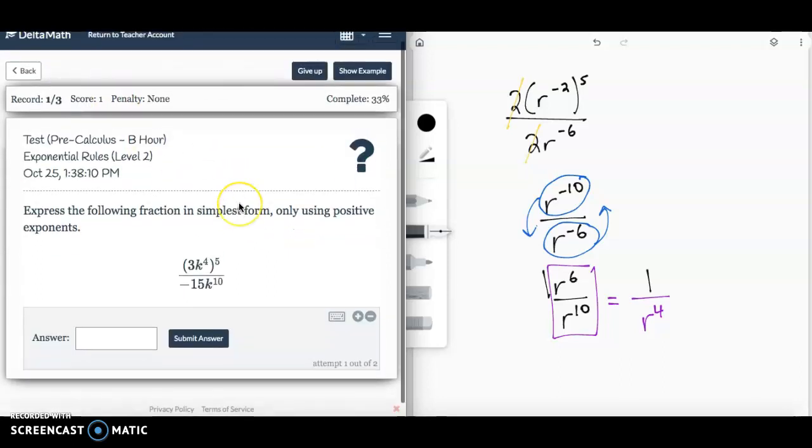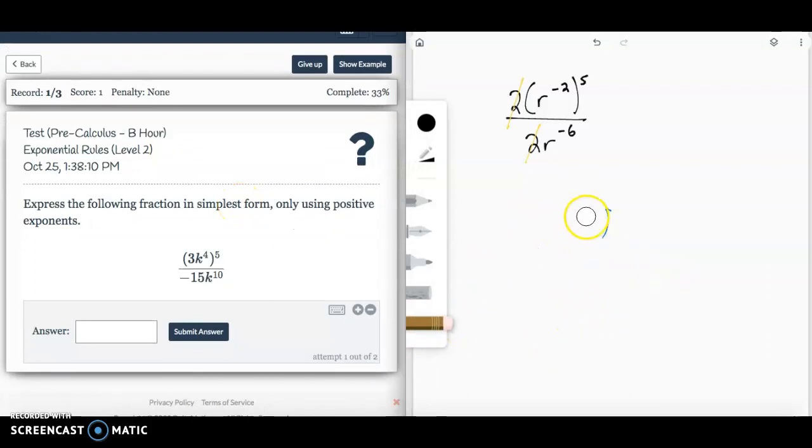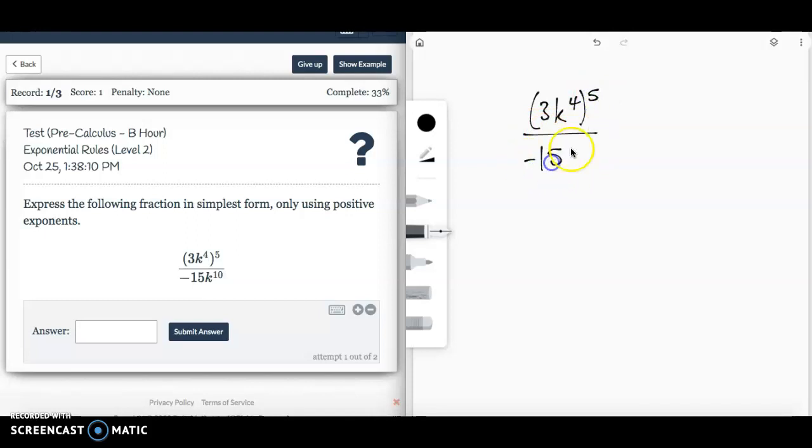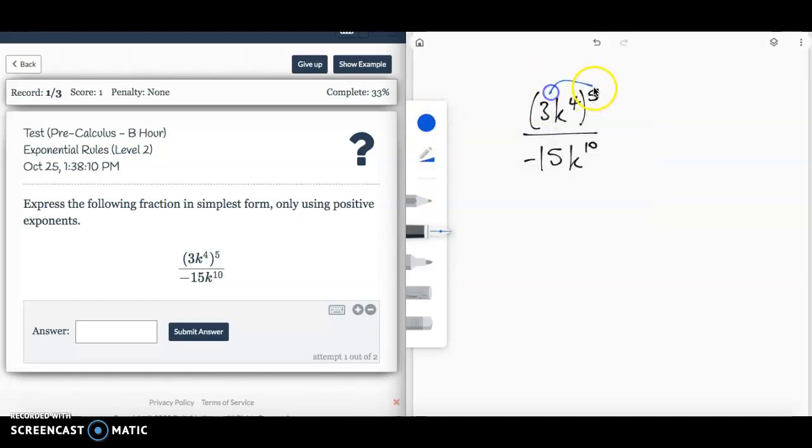Okay, let's go ahead and try another one. In this one, I have a lot of things going on, but it's all right, we got it. So I have parentheses 3k to the 4th to the 5th power, all over negative 15k to the 10th. And so first thing I notice is I have a couple of things to an exponent. So can I distribute that exponent? Absolutely, because I don't have addition or subtraction anywhere.